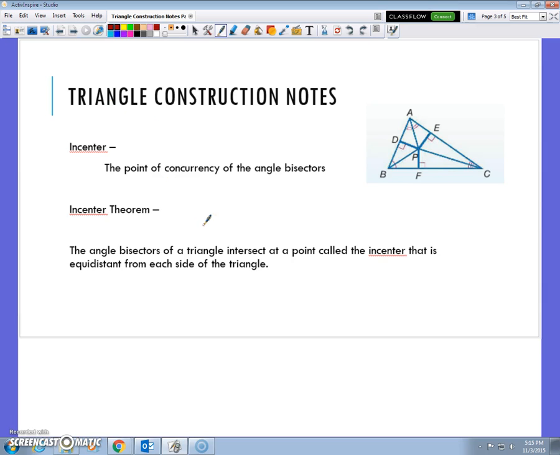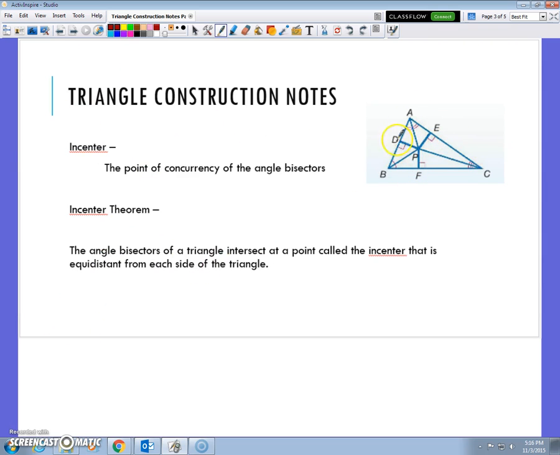Basically, the incenter is the point of concurrency where you bisect each of the angles. The incenter theorem says that the angle bisectors of a triangle intersect at a point called the incenter that is equidistant from each side of the triangle. So it's the same distance from each side of the triangle. Okay, so PD and PE and PF, they're all the same perpendicular distance to each of these sides.